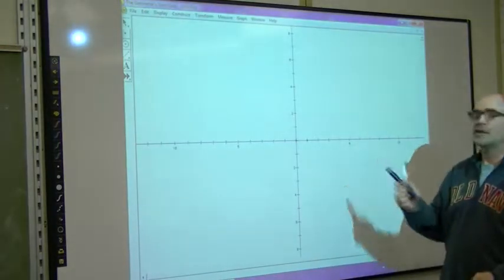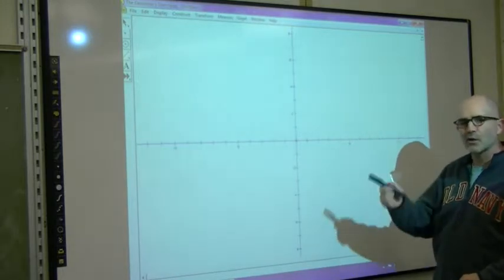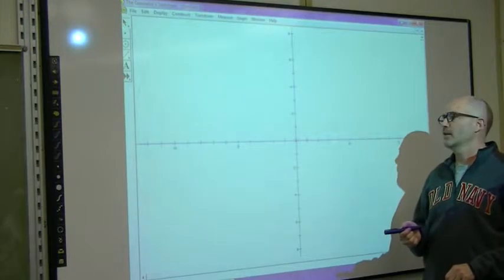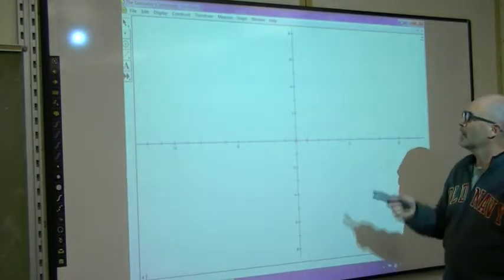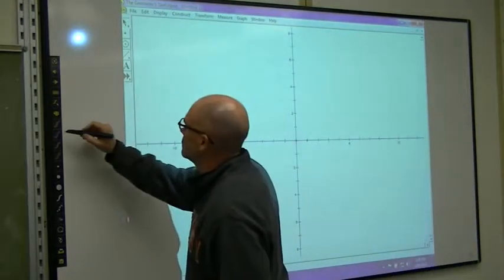Okay, this is graph paper. You thought graph paper had vertical and horizontal lines on it, but now you realize it doesn't. Polar graph paper.